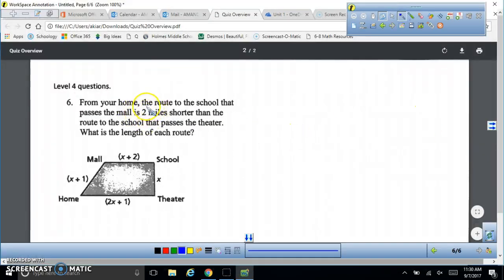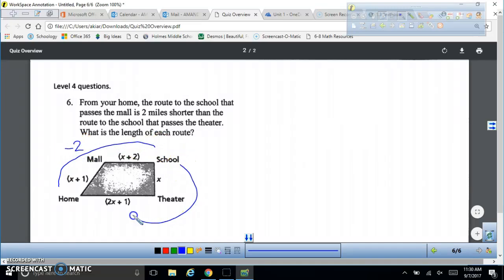From your home, the route to the school that passes the mall is 2 miles shorter. So this route right here is 2 miles shorter than this route right here. Okay, this one is 2 miles longer. That needed to be put into your equation. Super important. What is the length of each route? That's what I'm looking for, and I am looking for equations that you add into it.